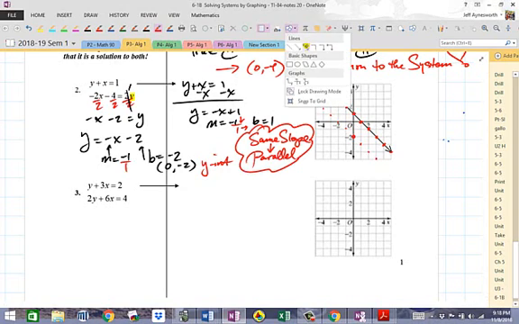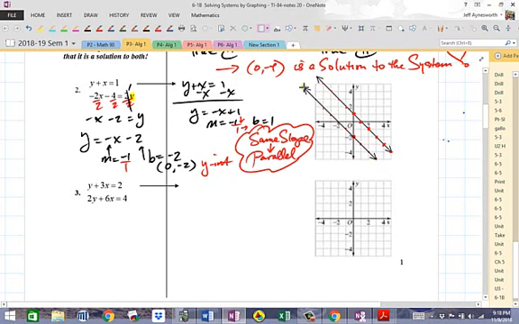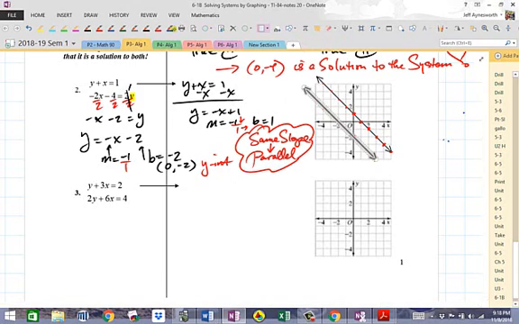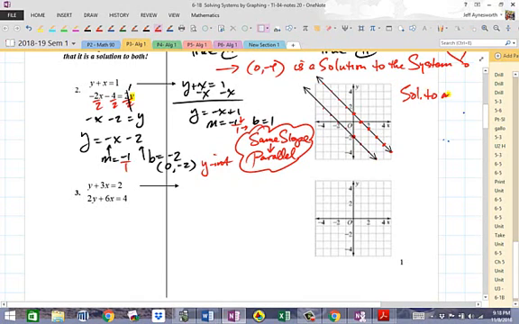Let's graph that line too. Now, the solution to any system is the intersection. This system has no intersection, so that tells me no intersection, no solution. It's as simple as that. Why? Because they're parallel and offset.